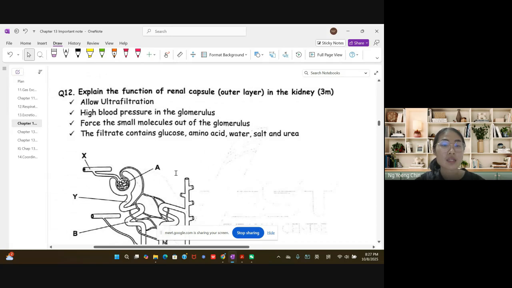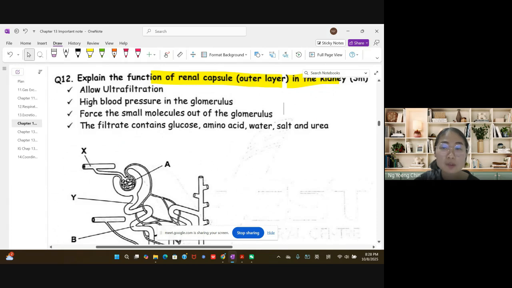Okay, this one. Function of the renal capsule, which is the outer layer in the kidney. You can see, right? This is a kidney. So the renal capsule, the outer layer, is referred to here.